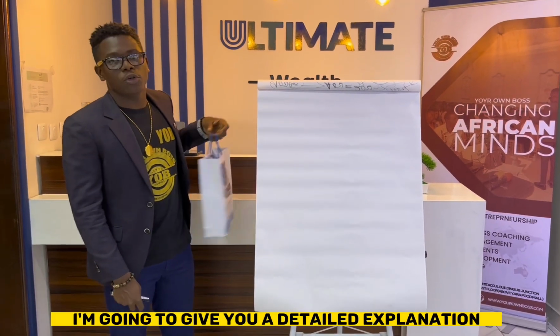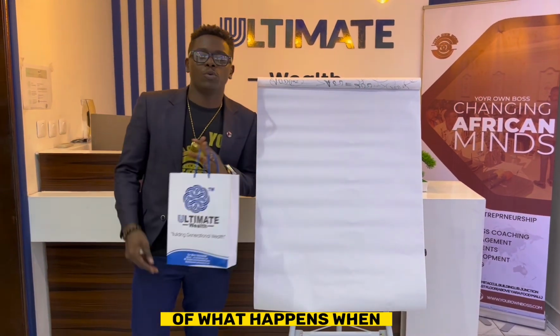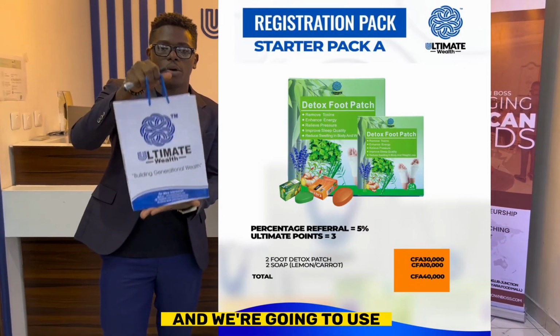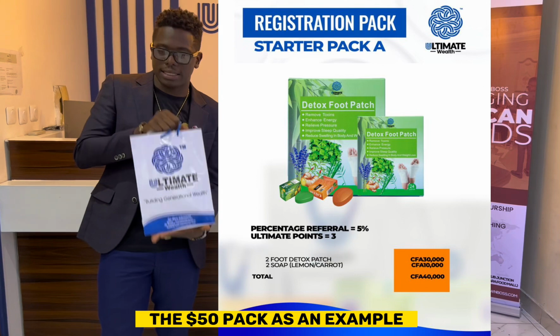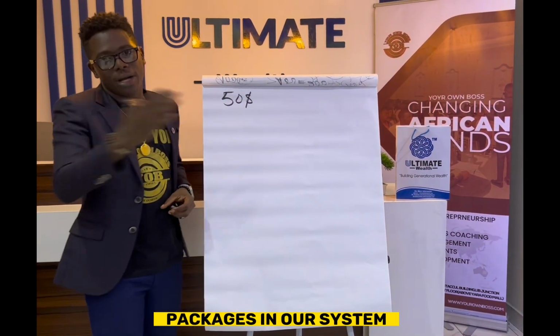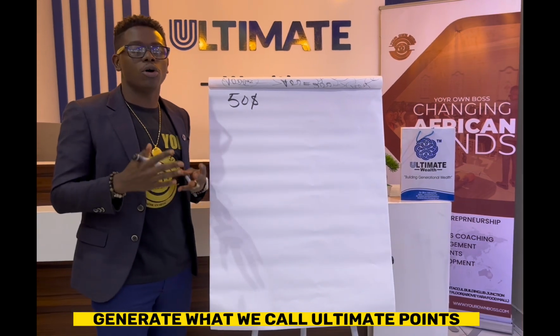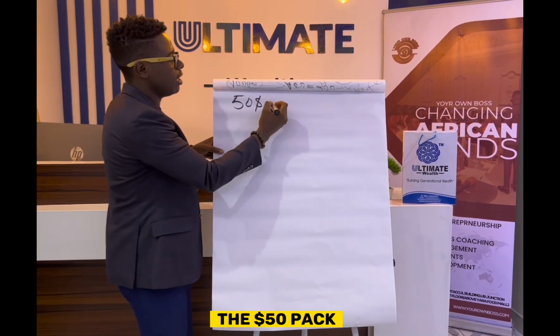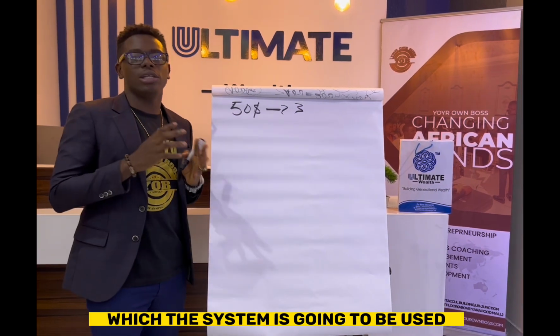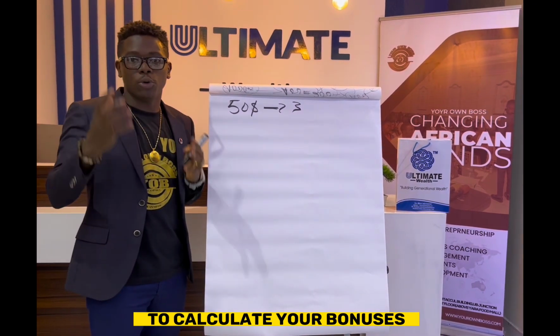Alright, so I'm going to give you a detailed explanation of what happens when you sign up in our business. Right here I have a registration pack, and we're going to use the $50 pack as an example. Like I mentioned, the $50 pack and all other packages in our system generate what we call ultimate points. The $50 pack generates 3 ultimate points.